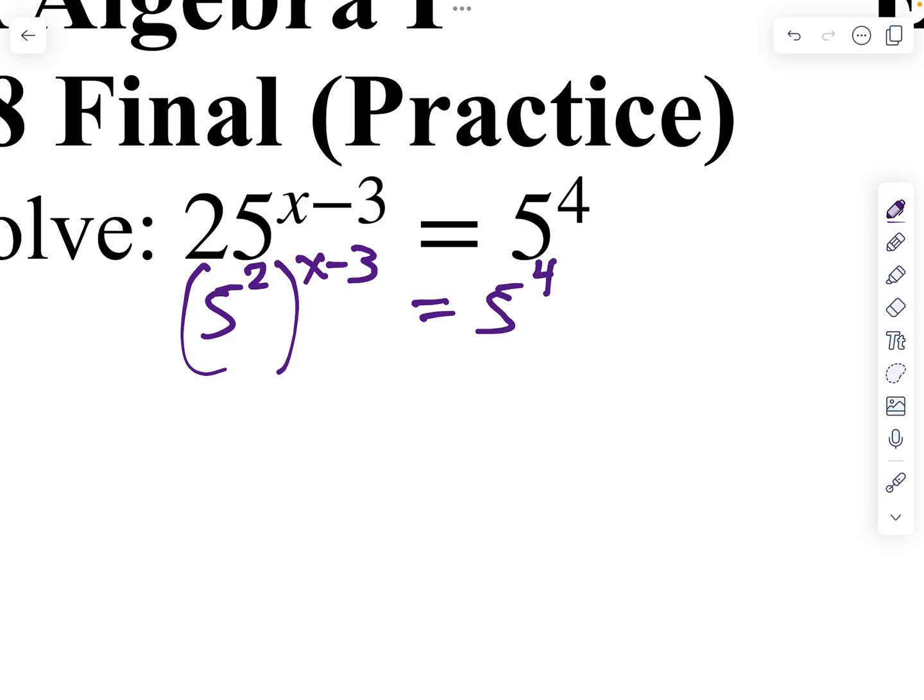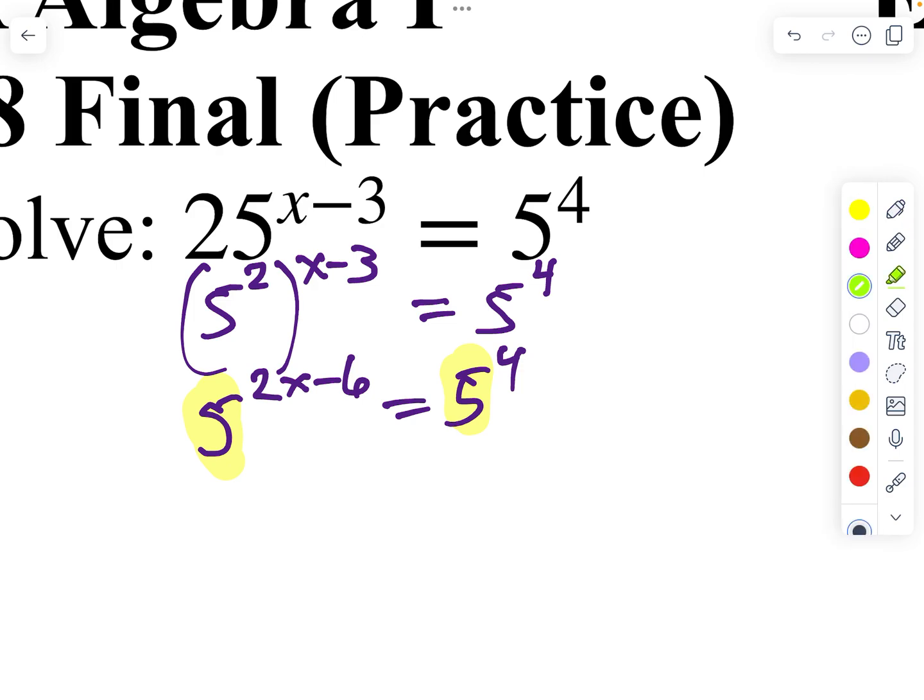Using my power of a product, multiply my exponents. That's 5 to the 2x minus 6 equals 5 to the fourth. Sorry about that. Now my bases are the same. So that means my exponents are the same. So in other words, 2x minus 6 equals 4. I can solve that equation now.